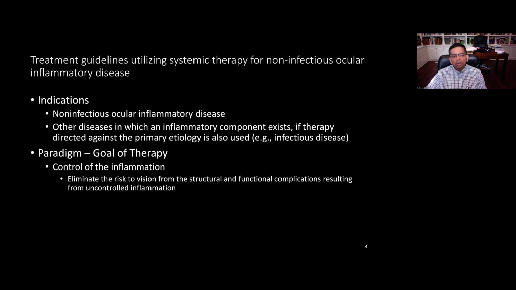But the goal of therapy is to control the inflammation and eliminate the risk to vision from structural and functional complications from uncontrolled inflammation. And for me, control of inflammation means no cells. If I can achieve that, that's my goal. That's the prime goal. No cells in the anterior chamber if it's anterior chamber inflammation, and really no macular edema, and stabilization of posterior segment disease.